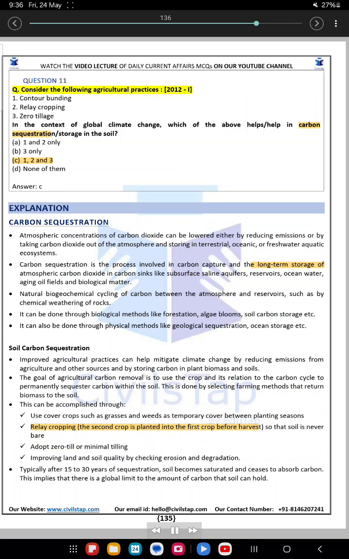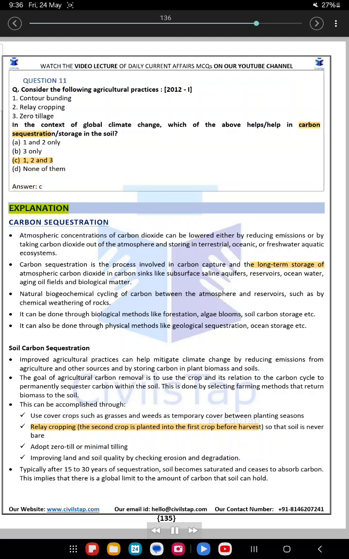Question 11. Consider the following agricultural practices, 2012 I. 1. Contour bunding. 2. Relay cropping. 3. Zero tillage. In the context of global climate change, which of the above help in carbon sequestration, storage in the soil? A. 1 and 2 only. B. 3 only. C. 1, 2 and 3. D. None of them.